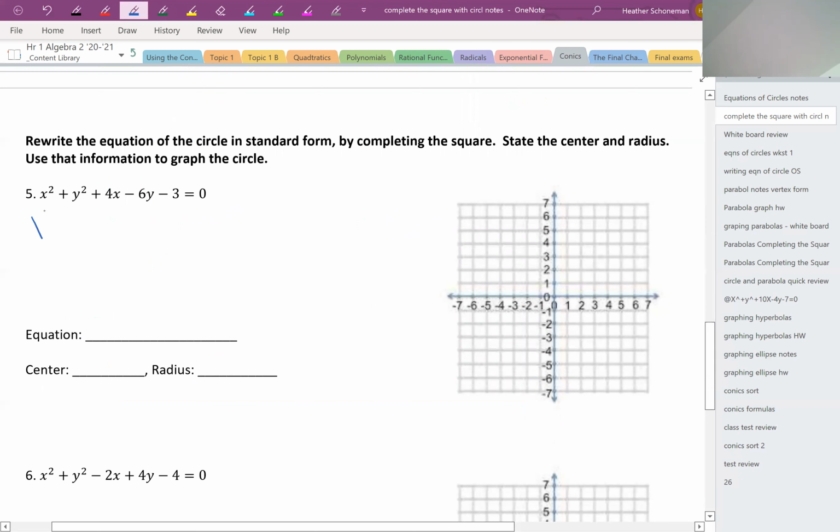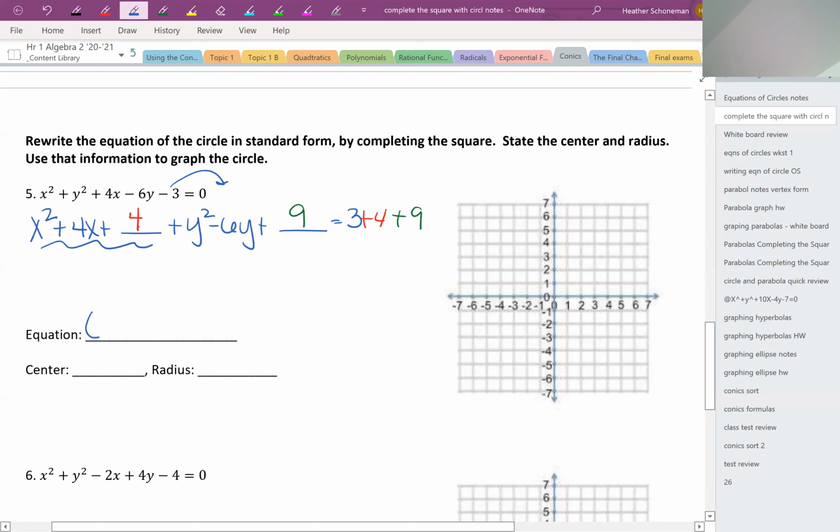Okay, if we look at this page, now we're trying to put that together with the graphing. So first I'm going to group my x's. We have x squared plus 4x plus blank plus y squared minus 6y plus blank equals, and this negative 3 goes to the other side. Half of 4 is 2. 2 squared is 4. Half of 6 is 3. 3 squared is 9.